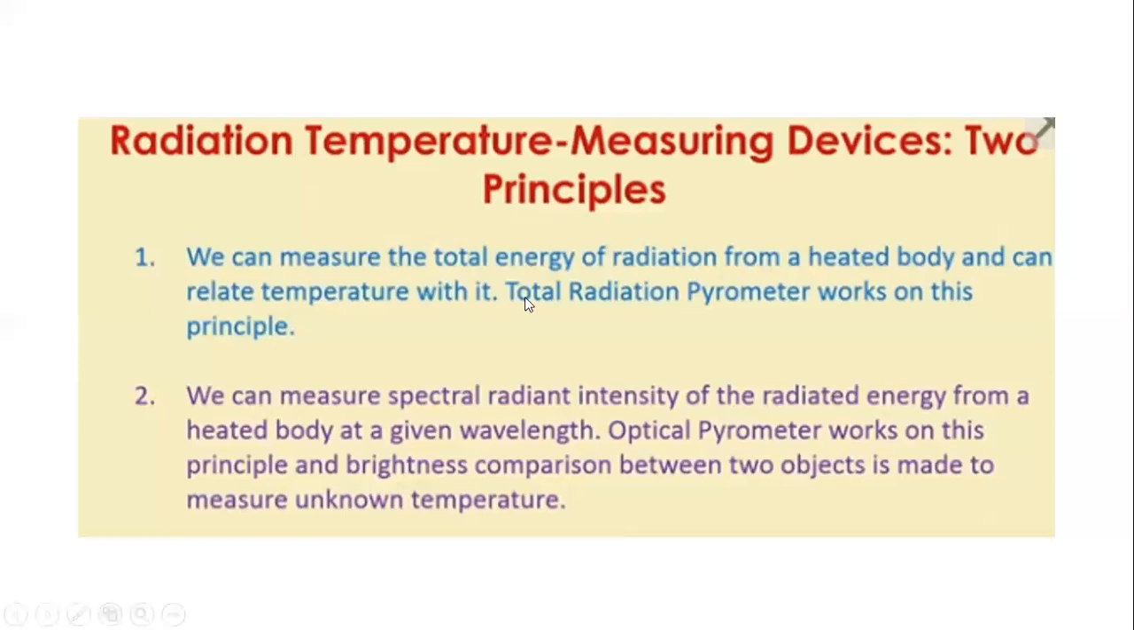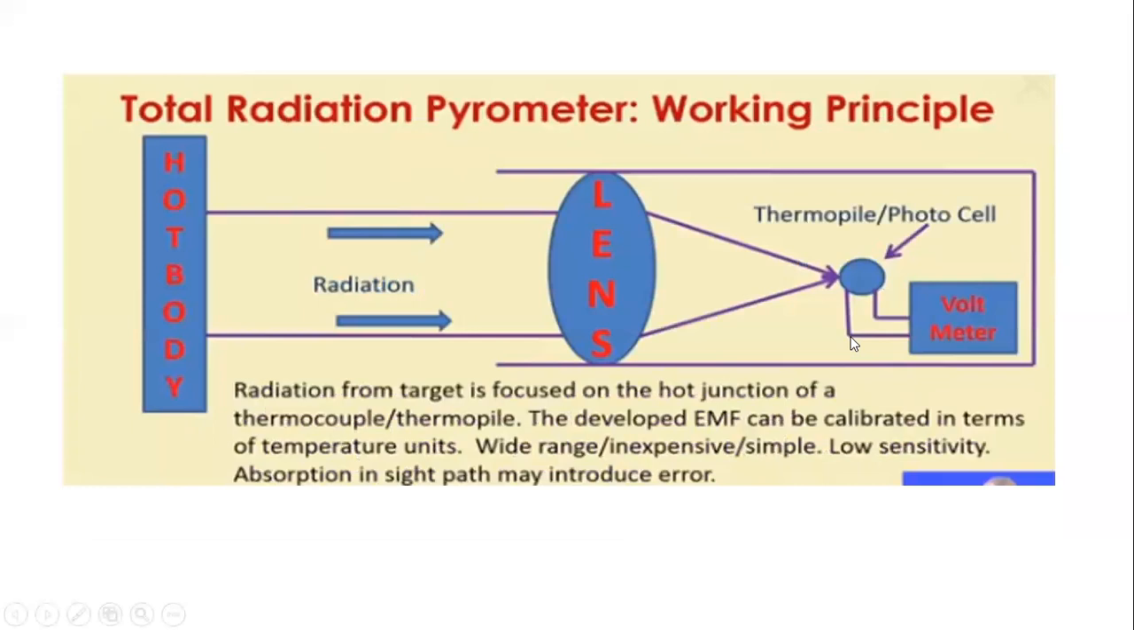Okay, so these are the two types of instruments. First I will explain about the total radiation pyrometer. This is a total radiation pyrometer. Okay, so we can see this is the hot body.